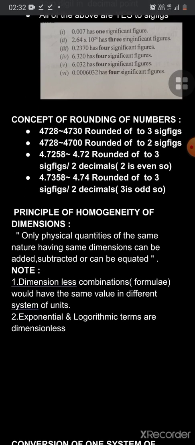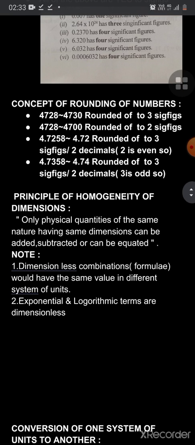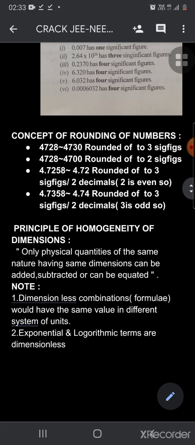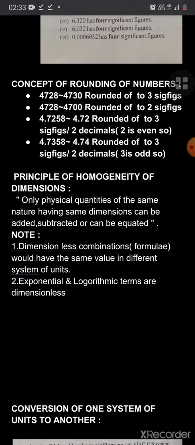Next, the concept of rounding off numbers. For example, take a measurement of a physical quantity 4728. In order to round off to 3 significant figures, we have to take out the 8 and 1 should be added to 2. That is 4730 is the rounded value of 4728. In order to get 3 significant figures, here last 0 is not a significant figure, so the significant figures are 473 only. In order to round off to 2 significant figures, the same measurement can be written as 4700. Here 2 and 8 are rounded off.